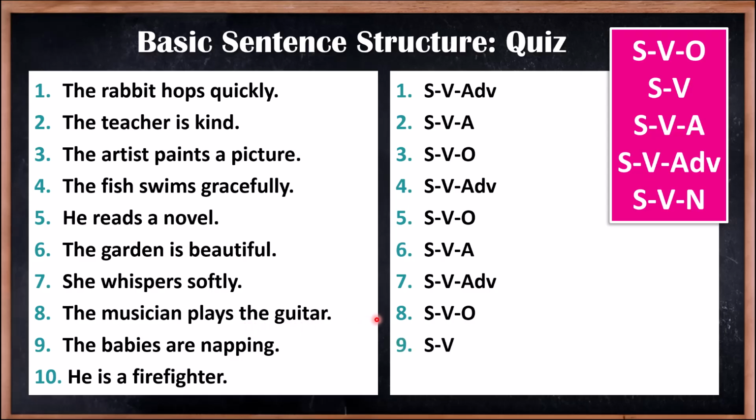Number 9 follows the subject-verb pattern. The babies is the subject, are napping is the verb. And finally, number 10 follows the subject-verb-noun pattern. He is the subject, we have the verb to be, is, and firefighter is the noun. It's providing more information about the subject.